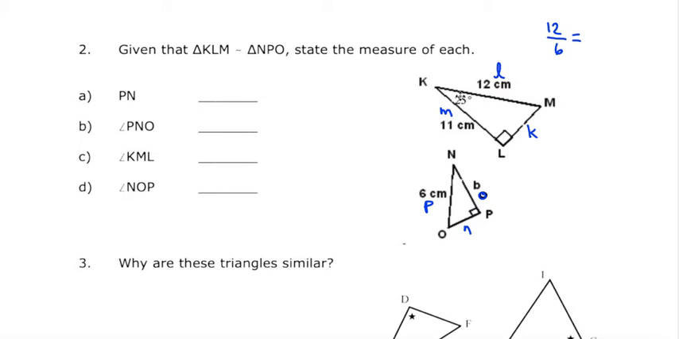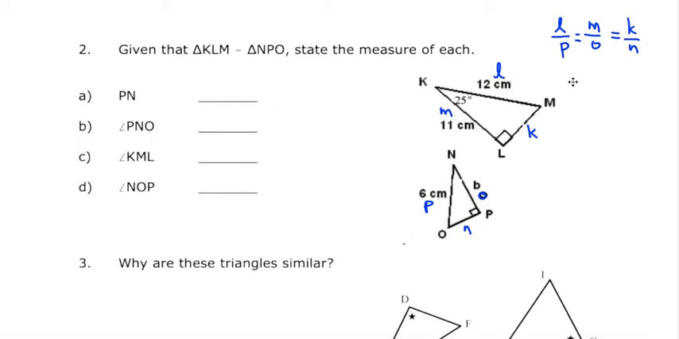I know that my heights need to be in proportion to each other. So M has to be in proportion to O. And I know that the bases have to be in proportion to each other. So K is in proportion to N. And instead of subbing in the numbers right away, I could have also done L over P as well. So now that I've just listed the letters, I can now plug in the numbers that I know.